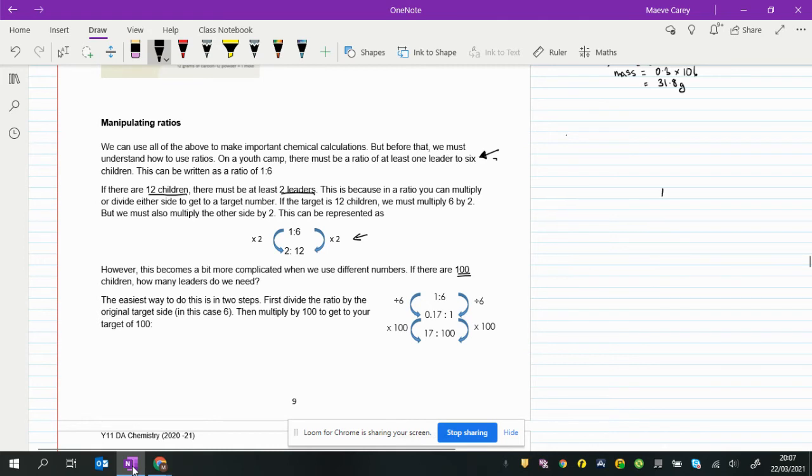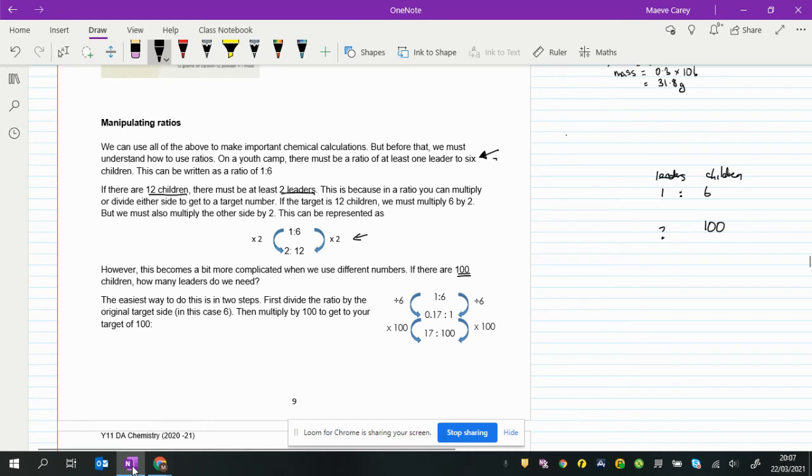Supposing you need a 1 to 6 ratio of leaders to children, but you have 100 children present. So you're going on a school trip, you need 1 adult for every 6 children, and you have 100 children in total, say 3 classes going. How many leaders do you need? So how do you go about deciding that?